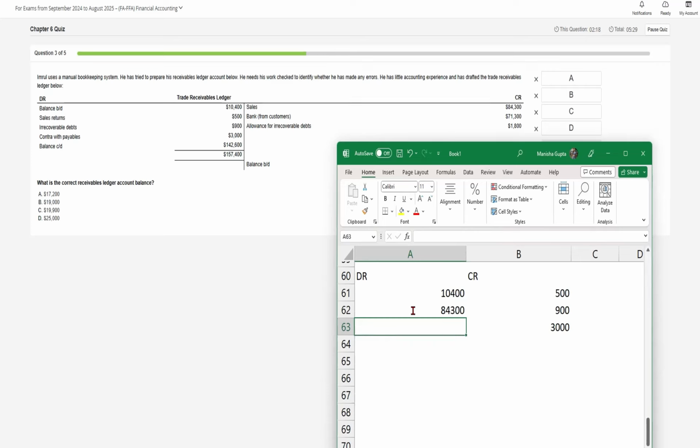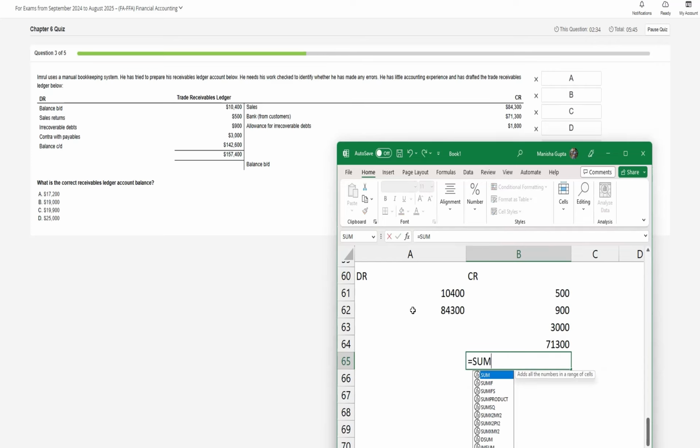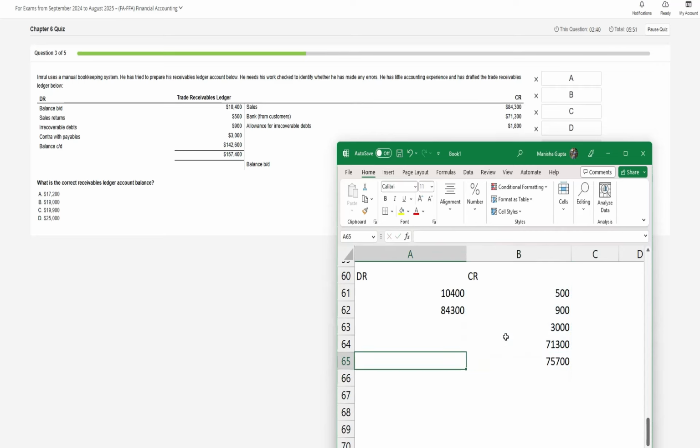Now next we have bank from the customer. That means the customer has paid their amount, and it will reduce the receivable, and a reduction in receivable means credit side, 71,300. Next, we have allowance for irrecoverable debt. Allowance for irrecoverable debt will not appear in your ledger account of receivable.